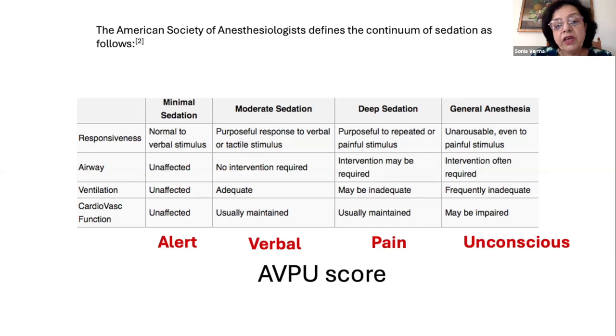The aim of giving good sedation is that we should be in the moderate sedation, or in the verbal section of this column. With that, the patient is able to give you a response to a verbal or a tactile stimulus. There should be no airway intervention required. The ventilation is adequate, and usually the cardiovascular function is maintained.